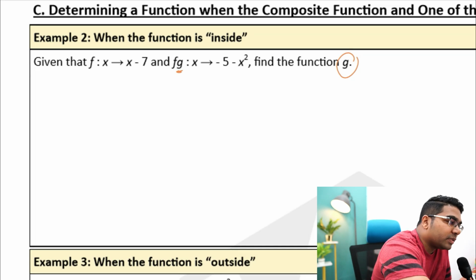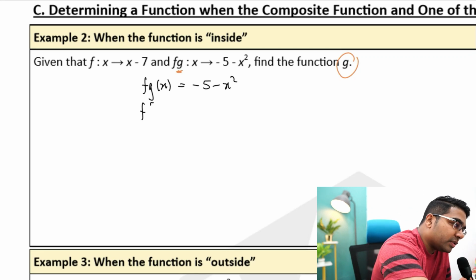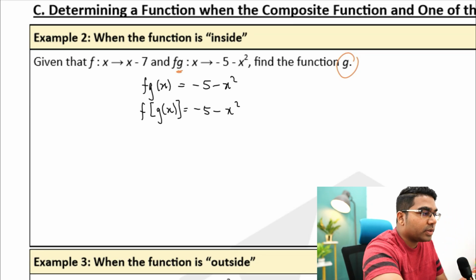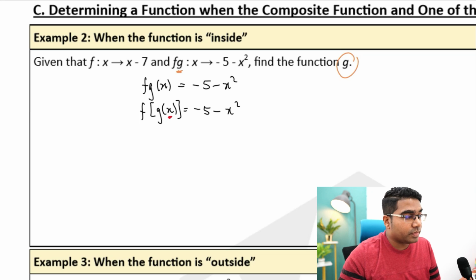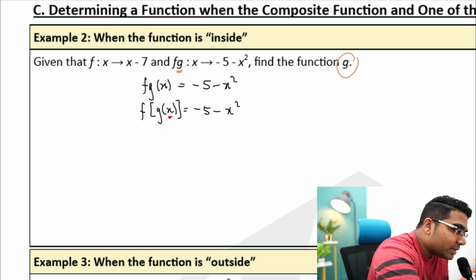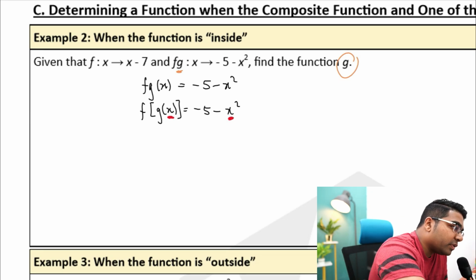First, let's define fg of x. So fg of x is equal to negative 5 minus x squared. So this can also be defined as f of g of x. F of g of x is equal to negative 5 minus x squared. Now keep in mind, as we established earlier, this x is both the domain of fg and the function g. So they are the same. So this x is the same as this x. So all I need to do here is use g of x as the object that is put into the function f.